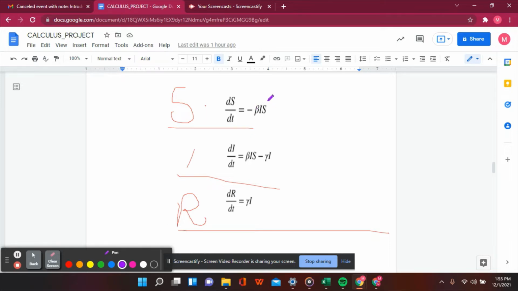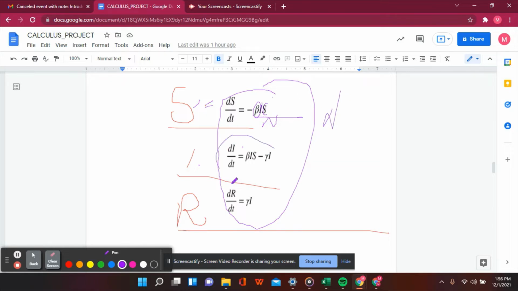This is a set of differential equations, ODEs. The first one gives us the susceptibles at any given point in time, which is calculated by beta, the rate of interaction between the infected and the susceptibles, multiplied by I and S over N, where N is our total population.